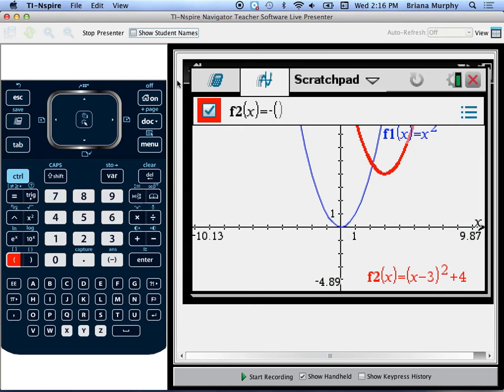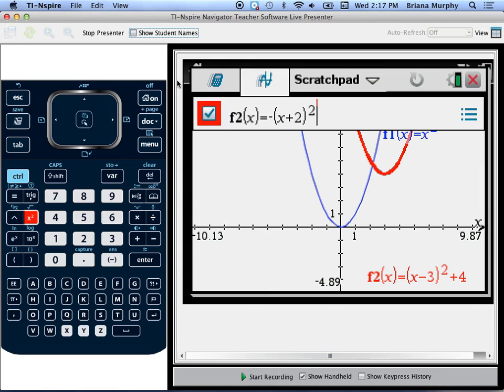parentheses, x plus 2, end parentheses, squared plus 6. How are we feeling?